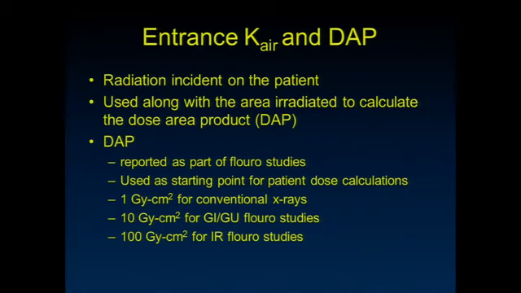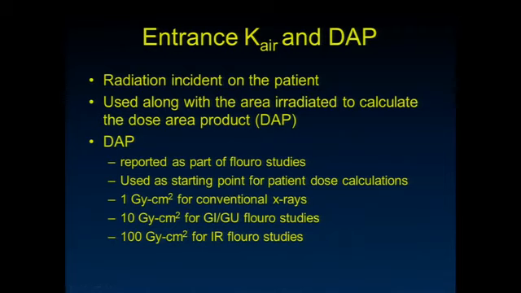But we need to know a few other things. It's helpful to know what the filtration was on the beam. What's the quality of our X-ray beam? This is really more of a measure of the quantity of that X-ray beam. Just as a point of reference, for most of our conventional X-ray studies, where we maybe take 1, 2, or 3 views or so, we're really talking about 1 gray per centimeter squared. That's the air kerma for one of those studies.